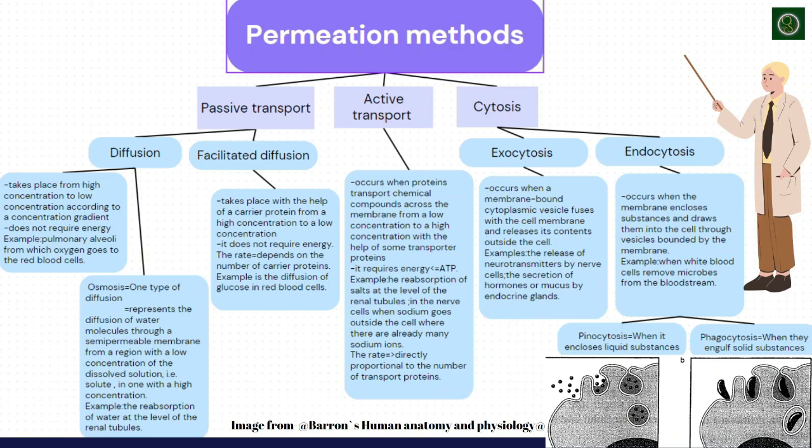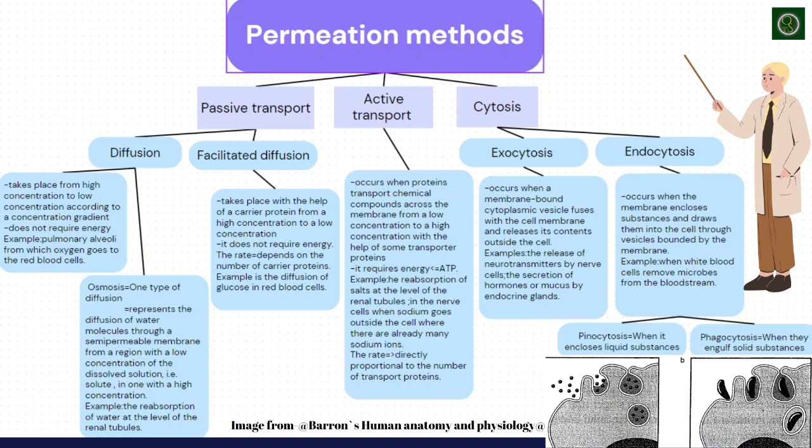Cytosis. This can be exocytosis or endocytosis. Exocytosis occurs when a membrane-bound cytoplasmic vesicle fuses with the cell membrane and releases its contents outside the cell. Examples of exocytosis are the release of neurotransmitters by nerve cells and the secretion of hormones or mucus by endocrine glands.